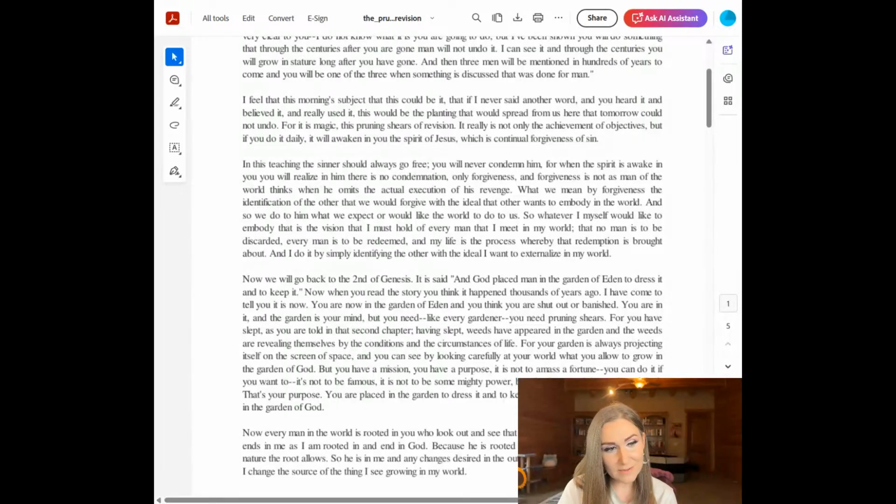As you are told in that second chapter, having slept, weeds have appeared in the garden, and the weeds are revealing themselves by the conditions and the circumstances of life. For your garden is always projecting itself on the screen of space, and you can see by looking carefully at your world what you allow to grow in the garden of God.